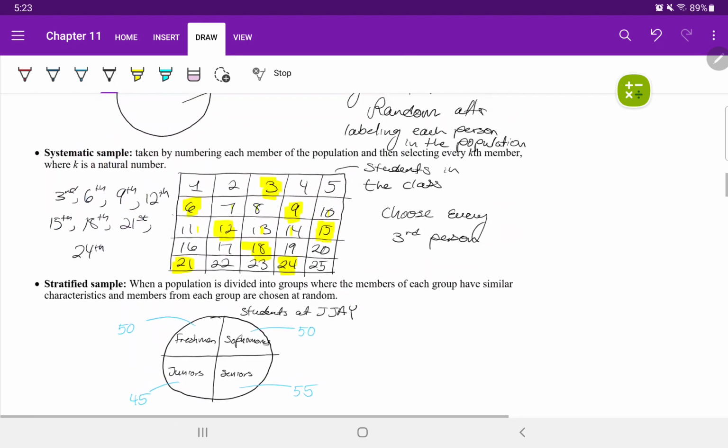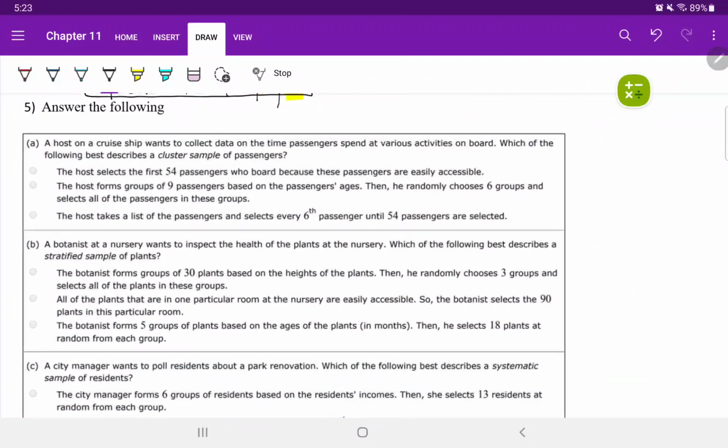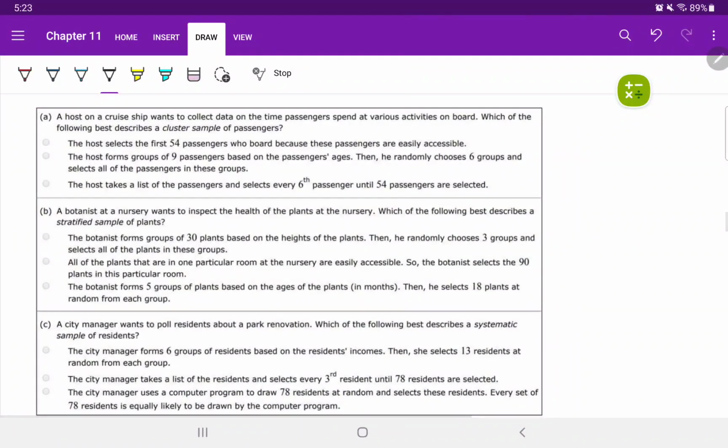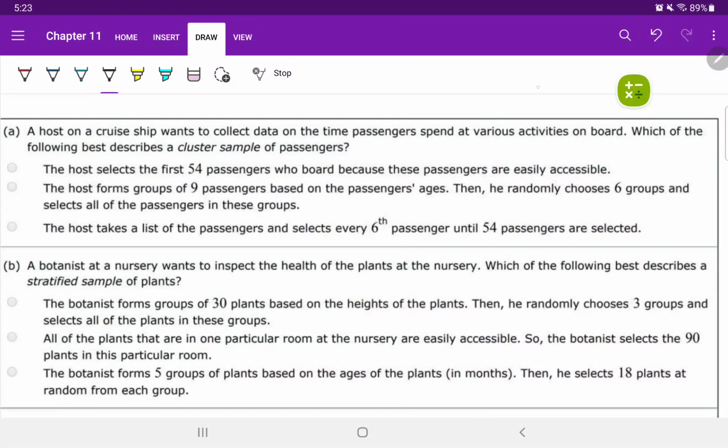If you understand each of these examples that I provided you with for sampling, try to answer this question. Answer the following. This is also on the PDF on Blackboard. So I'm going to zoom in, and you can try to answer the first two. All right. It says a host on a cruise ship wants to collect data on the time passengers spent in various activities on board. Which of the following best describes a cluster sample of passengers?